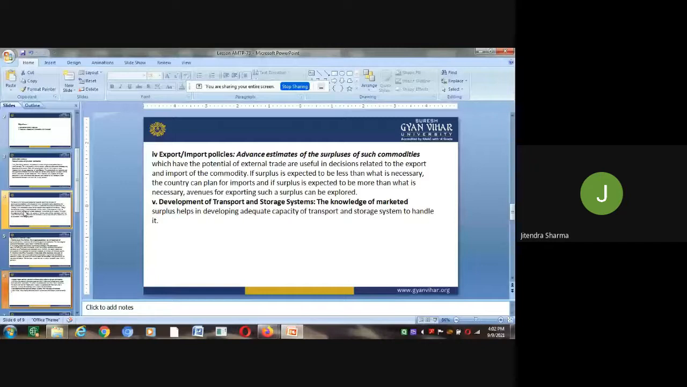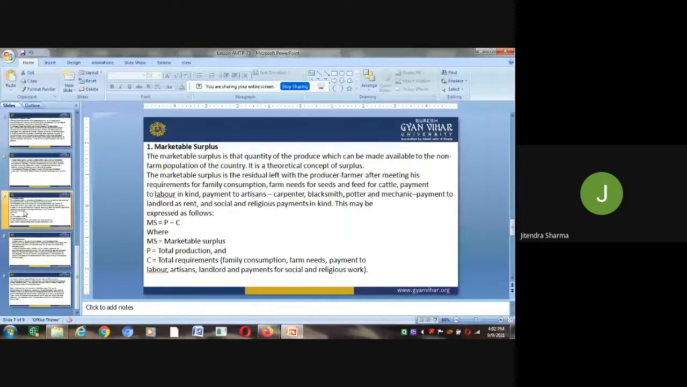So on the basis of that, we have the picture in front of us of the difference. Marketable surplus is what remains after the total requirement is subtracted from the total production. That is what we call the marketable surplus. These are the basic differences between the marketable surplus and the producer surplus.